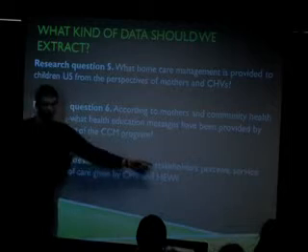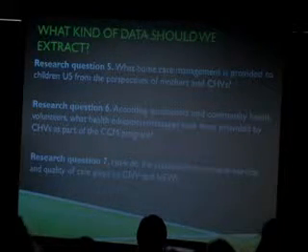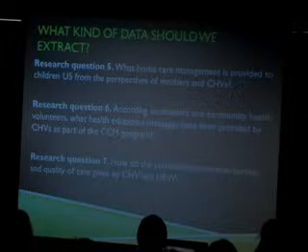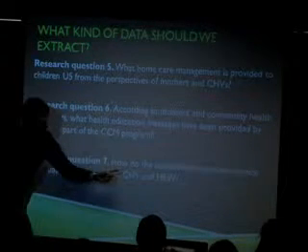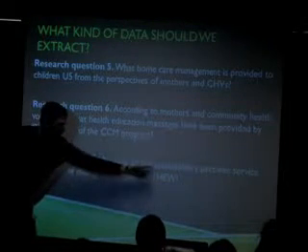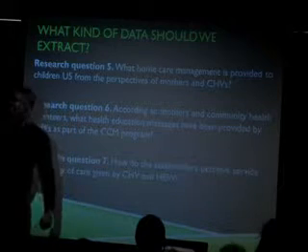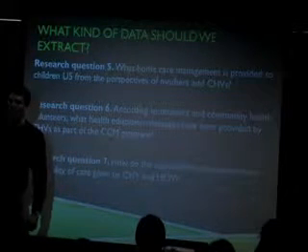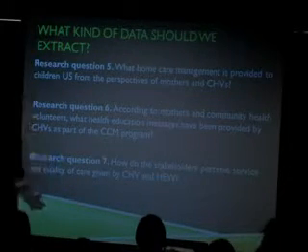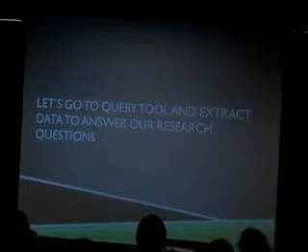And stakeholders represents all 5 groups actually. So I want to look at how does the stakeholder group 1 look at this quality of service? And how does each of the 5 groups look at this quality of service? So my searching becomes a little bit more complex at that point. But I can do it. Let's go to the query tool and extract data to answer our research questions. This should be fun.